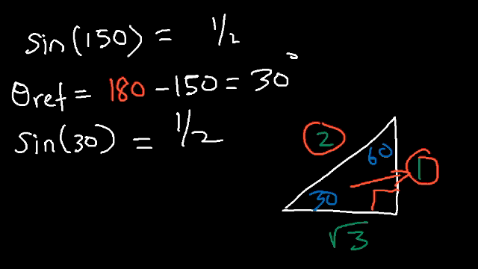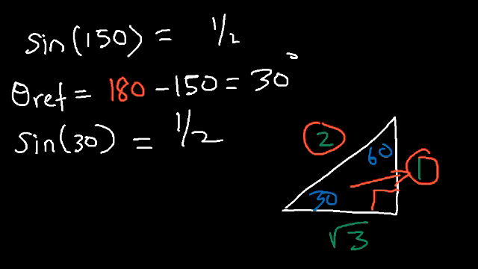However, 150 and 30 may vary depending on the sign. You need to figure out if sine 150 is positive a half or negative a half. The magnitude is going to be the same. They're both going to be 1/2. But sometimes it could be positive, sometimes it's negative.